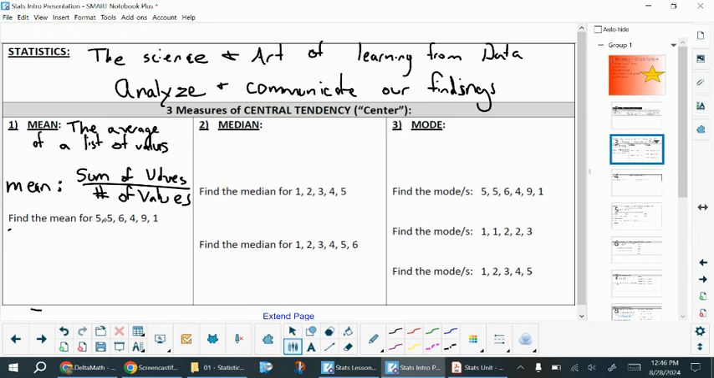If you look at this, this happens to be the same list that we talked about already. So 5 and 5 makes 10, 6 and 4 makes 10, 9 and 1 makes 10. So add it up. That's going to make 30. And we can notice that there are 6 numbers. So I'm going to divide by 6. And that means my average is 5. My mean is 5.